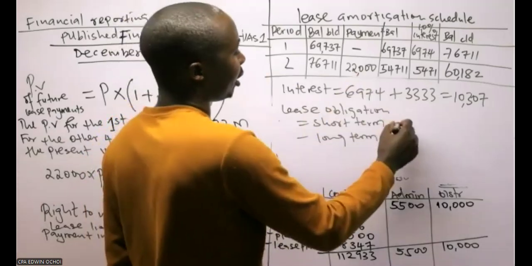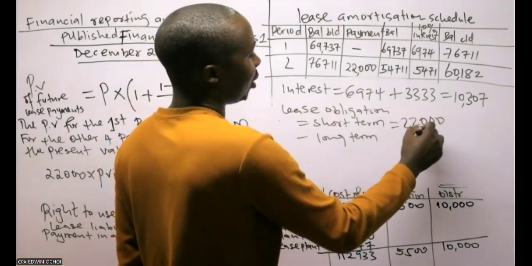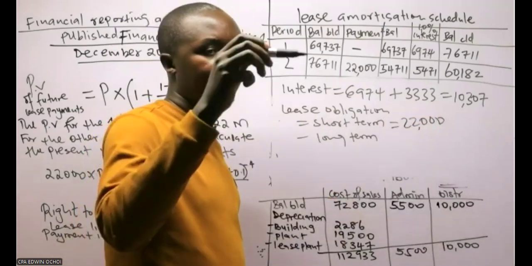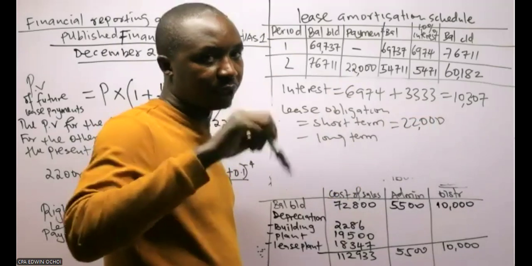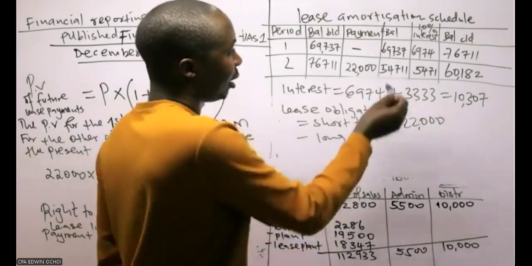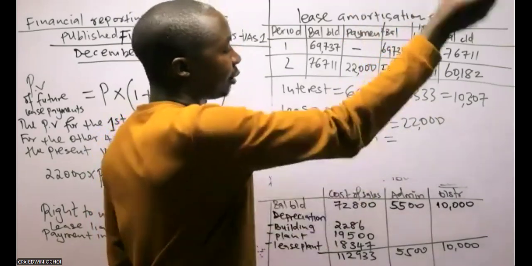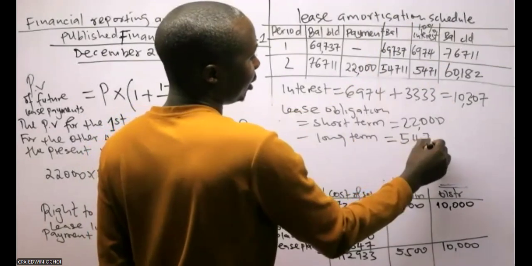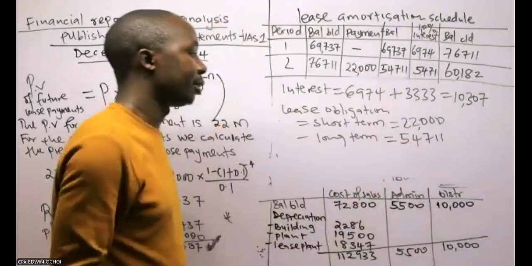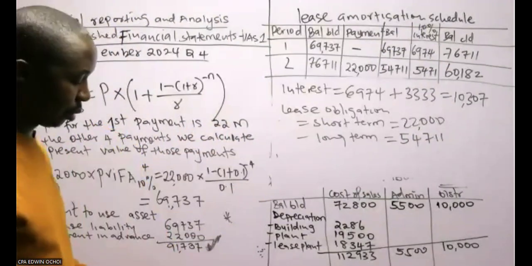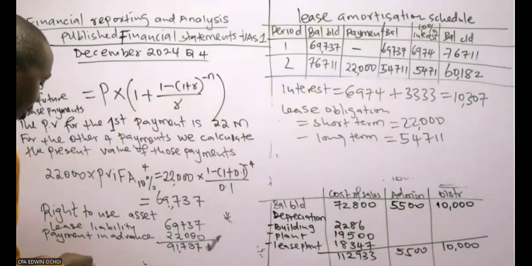Remember, 22 is paid in advance. Once they open that year, 22 is paid in advance. It is a liability paid for a period not exceeding 12 months. Then the balance of 54,711 will be paid in the next financial year, that is after 1 year. It will be paid after 1 financial year.